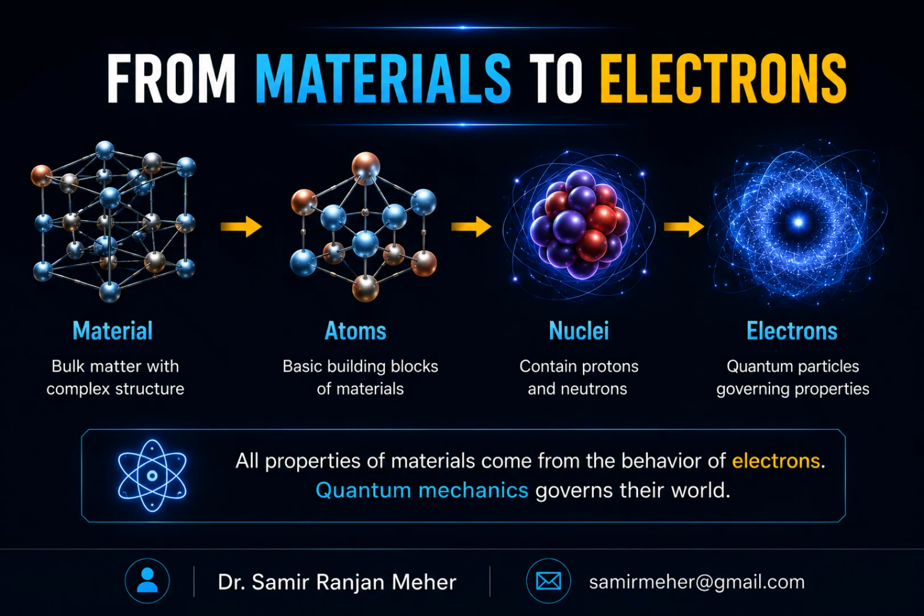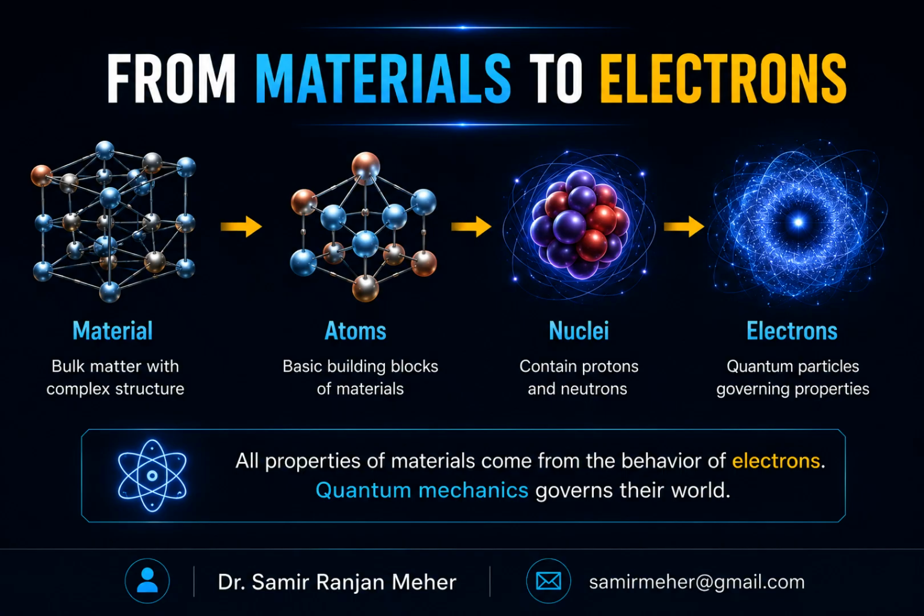To understand materials, we must look deeper. Materials are made of atoms. Atoms contain nuclei and electrons, and ultimately, it is the behavior of electrons that determines nearly every material property. Electrical conductivity, magnetism, optical response, chemical bonding, and mechanical behavior all originate from electrons. This means that if we can understand electrons, we can understand materials.